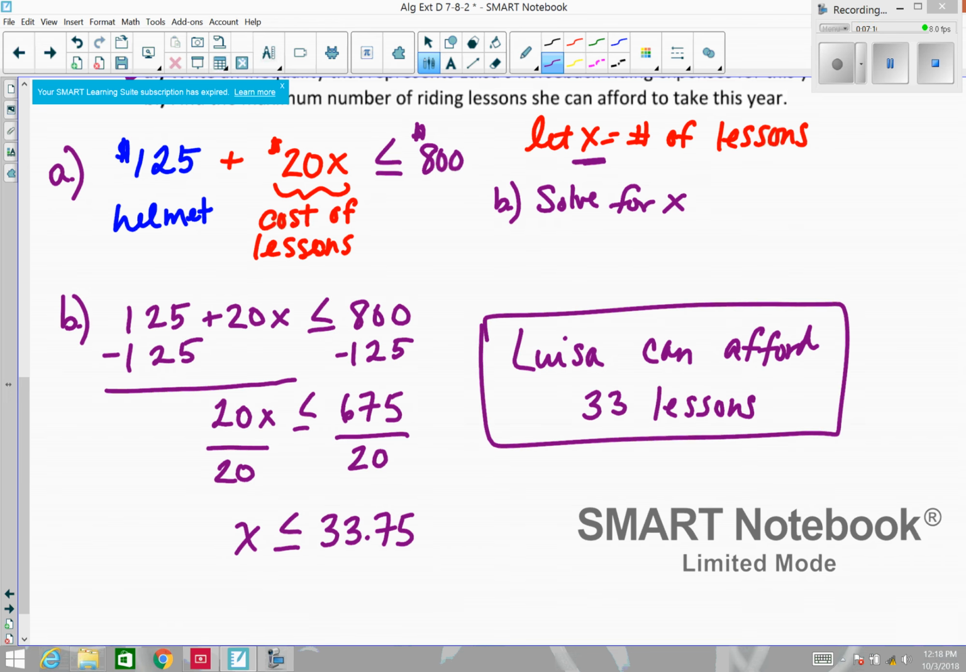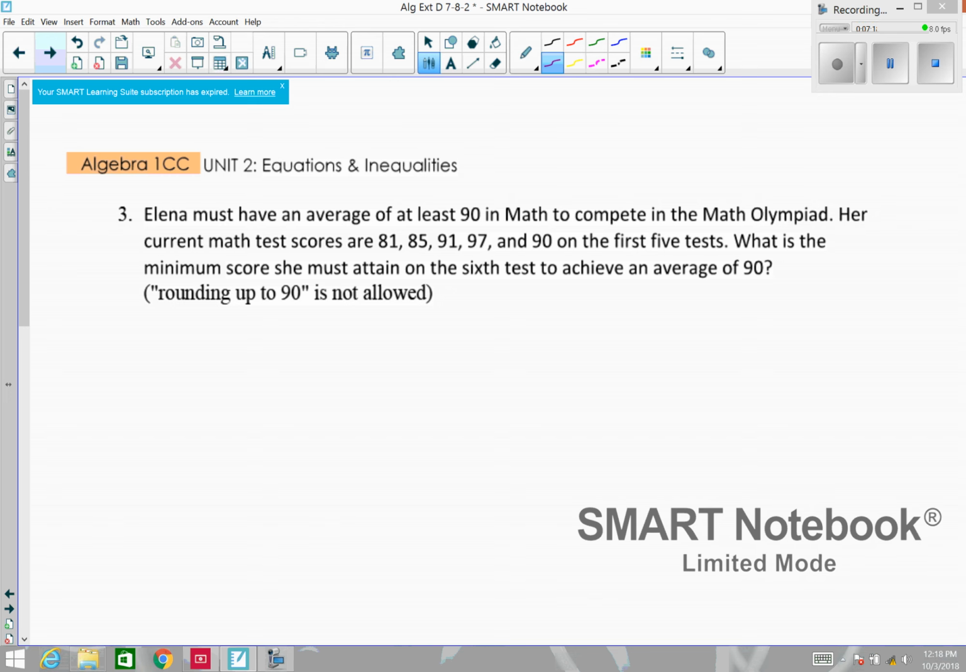All right, moving on. In number 3, Elena must have an average of at least 90. So when we say at least 90, we can be equal to 90 and we can be more than 90. So really we can be equal to or more.